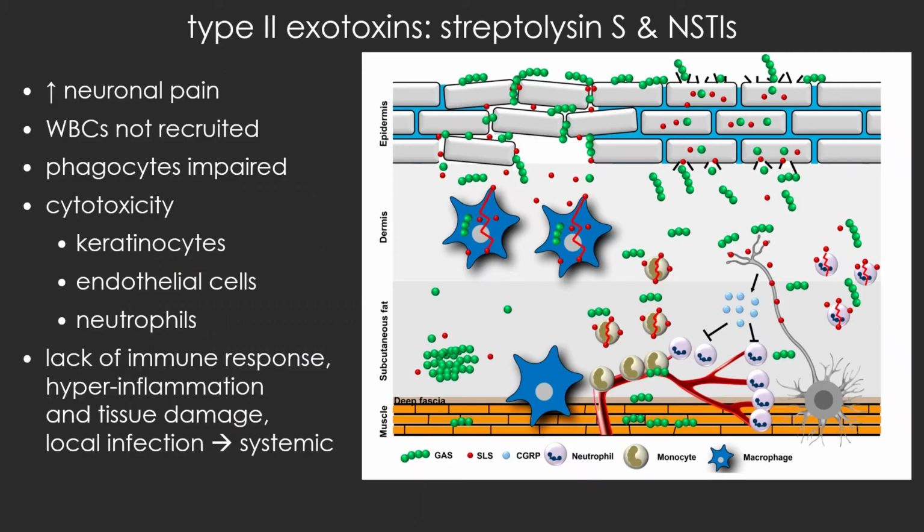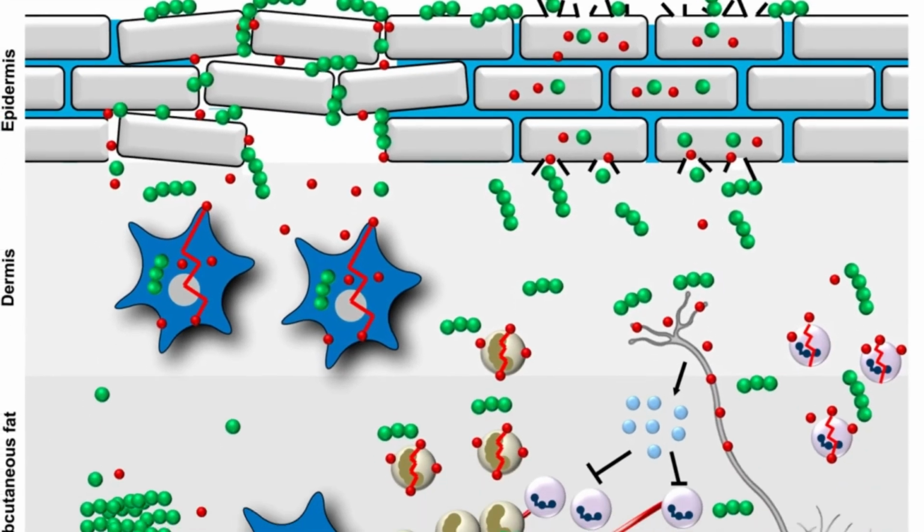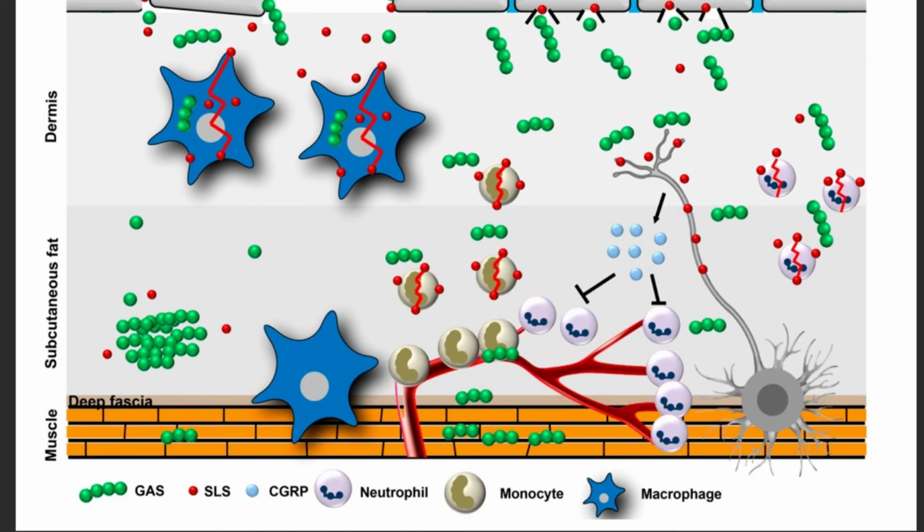One other clinically very interesting type 2 exotoxin is streptolysin S, which is produced by group A strep, which are Streptococcus pyogenes, and which can cause NSTIs, which are necrotizing soft tissue infections. And they're really interesting. If you look here, you see all of these little green circles. Those are the streptococcal bacteria, and they're moving from the epidermis into the dermis into the subcutaneous fat because they produce the streptolysin S, which allows them to move into those areas.